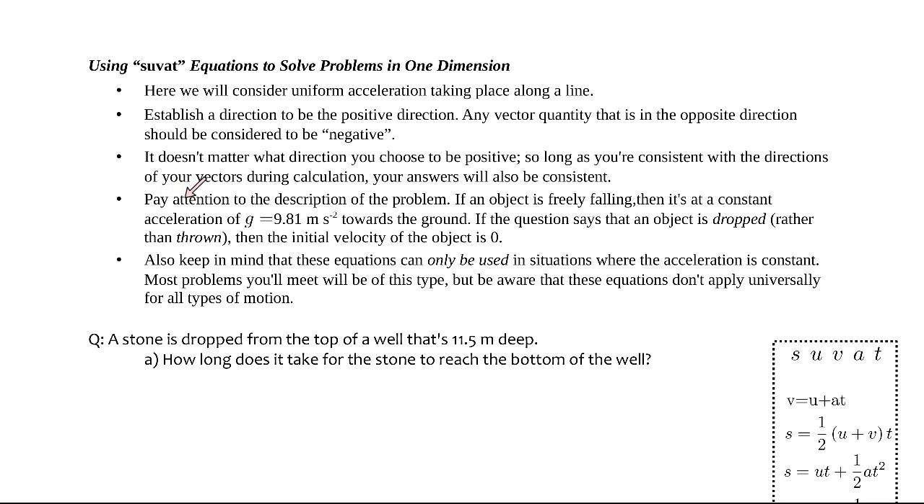And pay attention to the description of the problem. If you see that an object is falling freely, then it has a constant acceleration of 9.81 meters per second squared towards the ground. And if a question says that an object is dropped, for example, rather than thrown, then the initial velocity of that object is 0, because you're just dropping it, you're not throwing it. So at the start, the object has a velocity of 0.